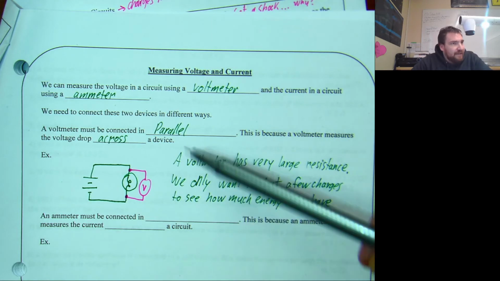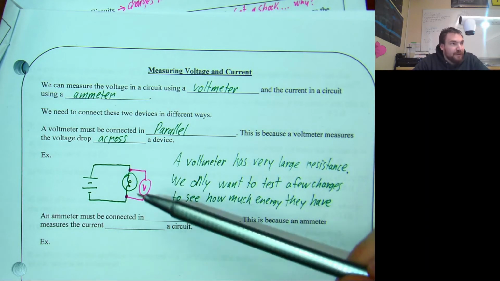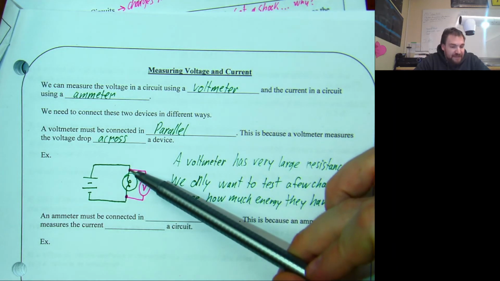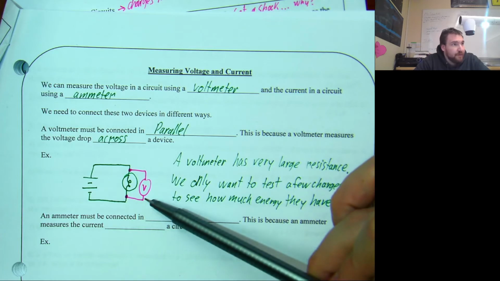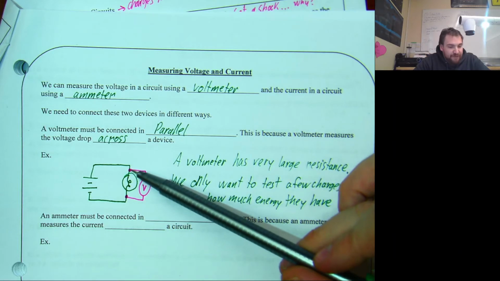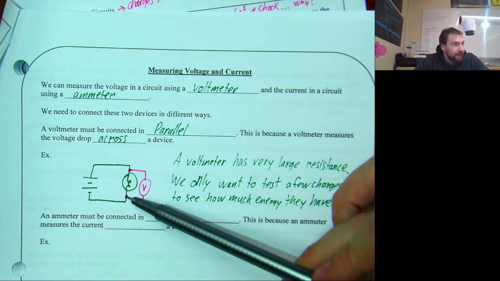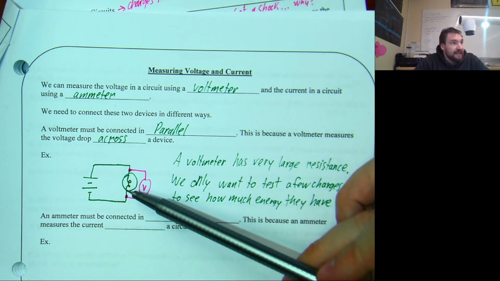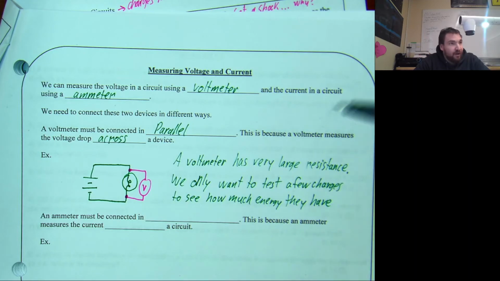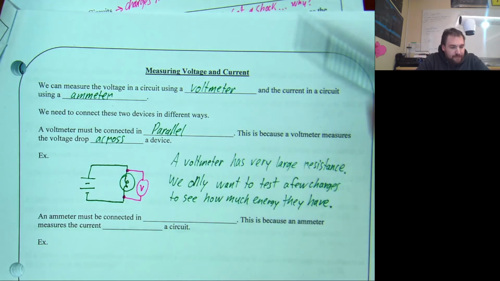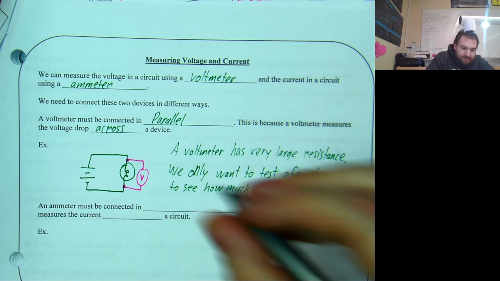If the voltmeter didn't have a large resistance, it would just allow the current to flow around the light bulb. The light bulb would turn off because no current would flow through it if this path is easier to flow down. So a voltmeter has massive resistance, so very few electrons actually want to flow through the voltmeter. The rest of them keep flowing through the light. You're not going to notice a dimming light if you connect a voltmeter to it because you don't want all that current to leave. So you test a few of the charges, see how much energy they have here versus here. An ammeter must be connected in series.